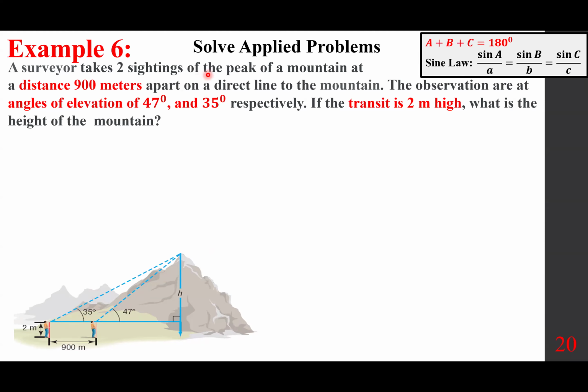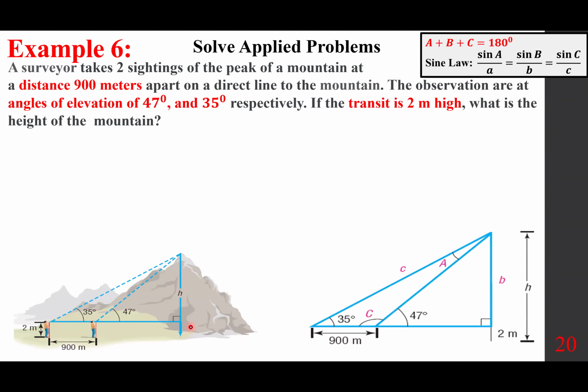So one more time, a surveyor takes two sightings of the peak of a mountain at a distance of 900 meters apart on a direct line to the mountain. The observations are at angles of elevation of 47 and 35 degrees, respectively. If the transit that they're using is 2 meters high, what is the height of the mountain?